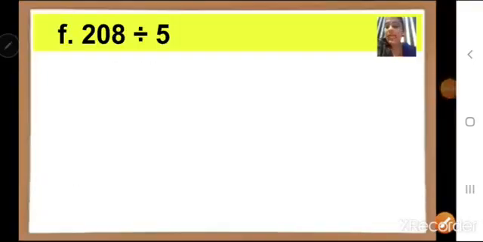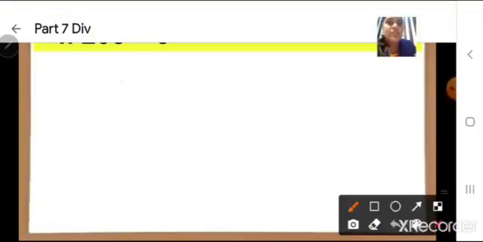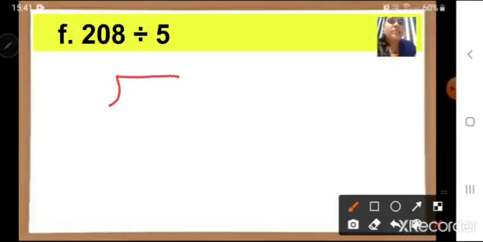Next one is 208 divided by 5. Children, first draw the bracket. Write the numbers 208 inside. It is our dividend divided by 5. It is our divisor. Okay.